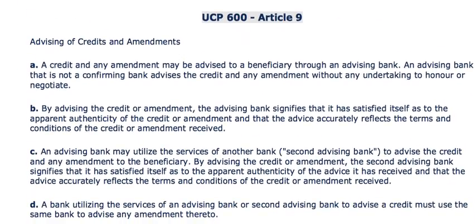Now, Article 9, it speaks about the amendments, advising of credit and amendments. Advising, that this should be advised by an advising bank. So there is a difference between advising bank and confirming bank. The main difference is of liability only. And advising bank and confirming bank may be two different banks, may be the same bank also. Advising bank only advises that this is documentary credit and I am advising this.